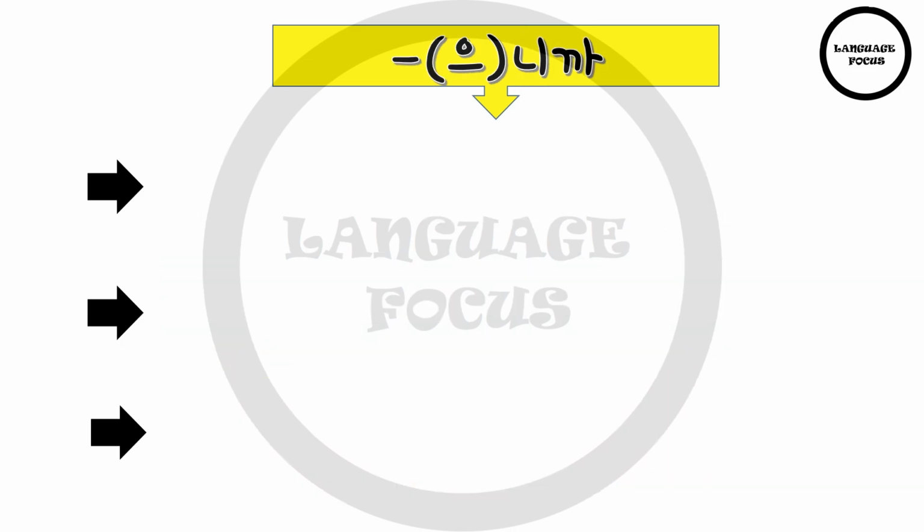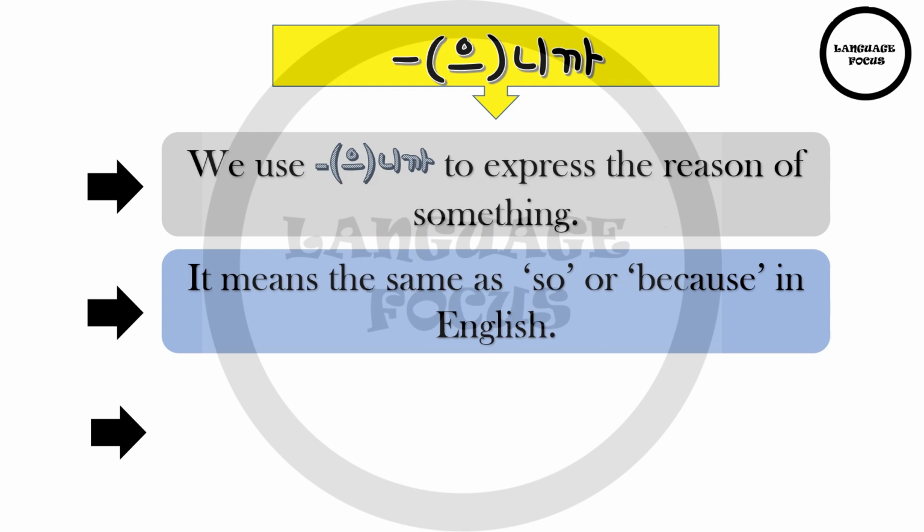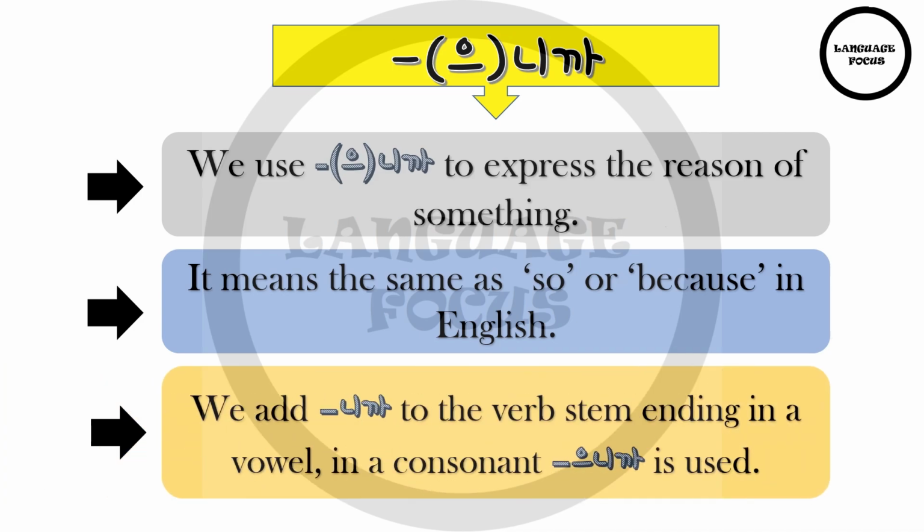으니까. We use 으니까 to express the reason of something. It means the same as so or because in English. We add 니까 to the verb stem ending in a vowel. In a consonant, 으니까 is used.